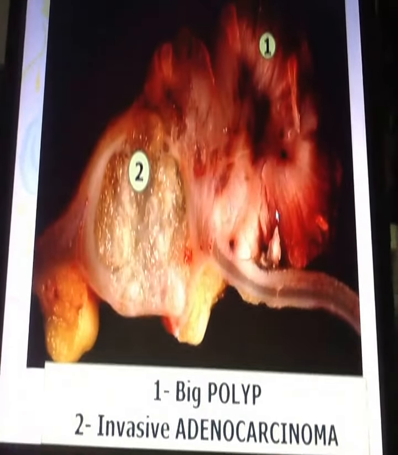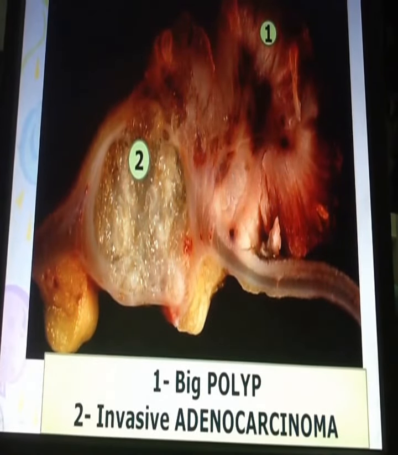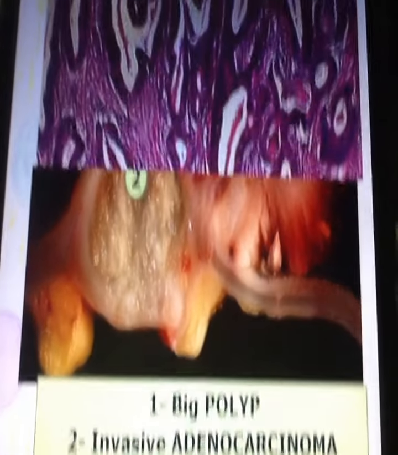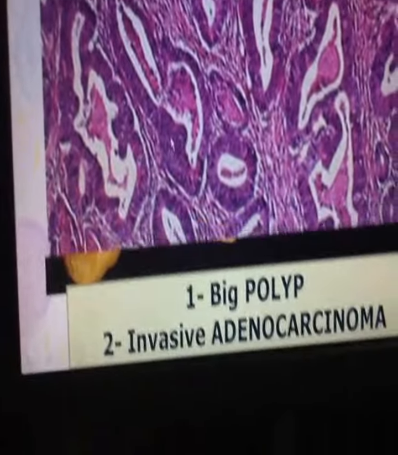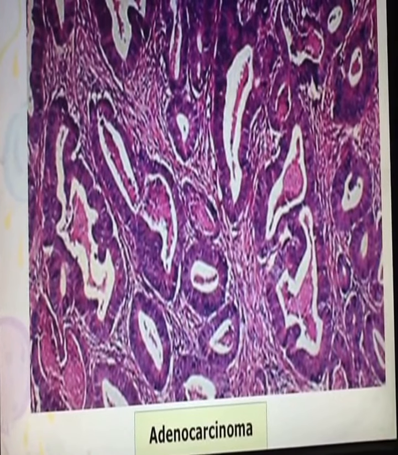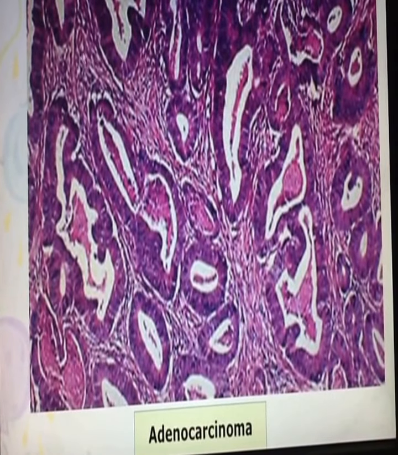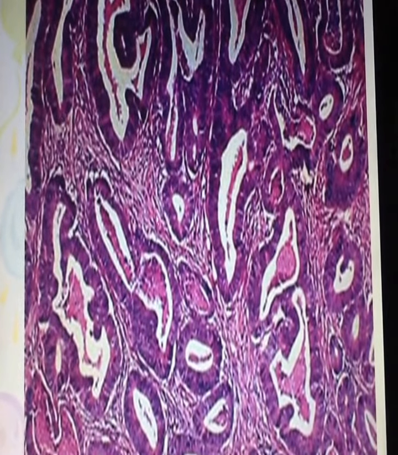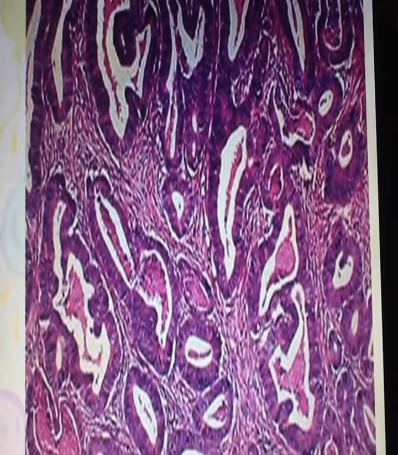Now we have an image of a polyp. This is a big polyp, and here we have an invasive adenocarcinoma. So adenocarcinoma will show as malignant looking glands, and in between you can see what we said before, a desmoplastic reaction. So we have those malignant glands and a desmoplastic reaction in between. This is an adenocarcinoma.